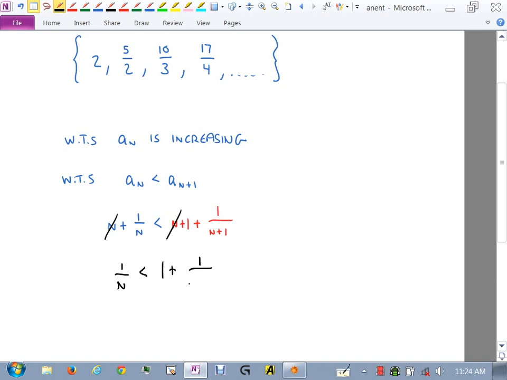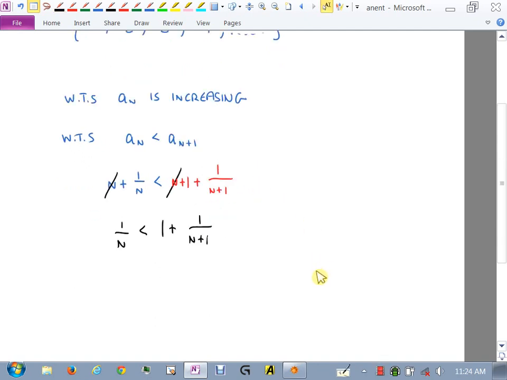Here's where I am, right? At this point, you're free to do whatever you want. I'd like to get the n's out of the denominators, right? So I think to do this, I'm going to have to multiply both sides of this inequality by the common denominator, which would be what? n times n plus 1.